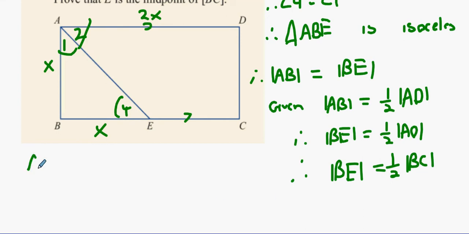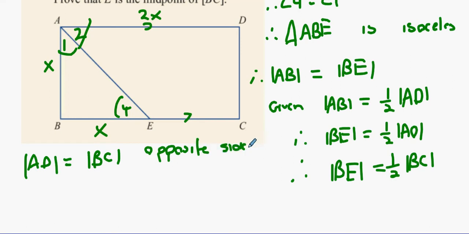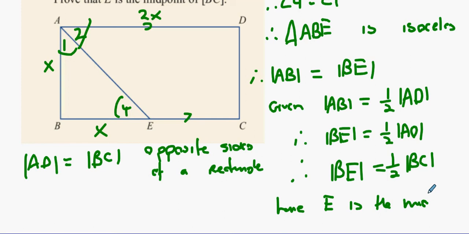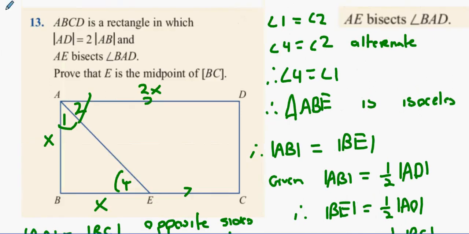AD equals BC, or the length of AD equals the length of BC because opposite sides of a rectangle. So that's proven that's the midpoint. Hence, E is the midpoint of BC. Alright, that one wasn't too bad. I'm starting to warm up now.